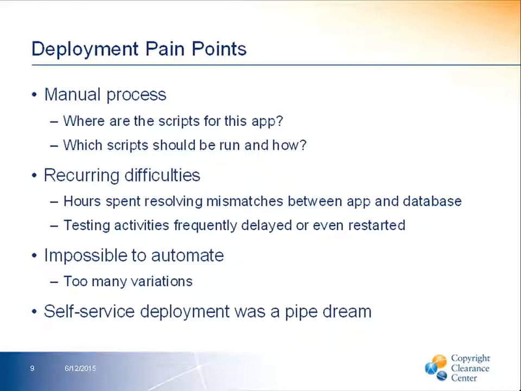So given all those manual difficulties, you end up with all these recurring problems where you have mismatches between the app and the database, and people are trying to figure out what's going on, and it delays testing, and sometimes testing has to restart because you realized something wasn't valid, and so there's plenty of pain, and it was impossible to automate because of all the variation we had in the process. And that stood in the way of our dream of self-service deployment, where QA staff could deploy into the test environment directly without the help of the operations team and the DBA team.